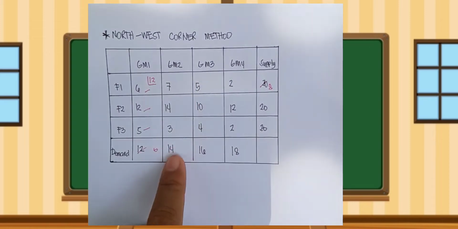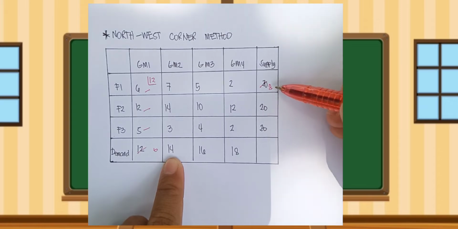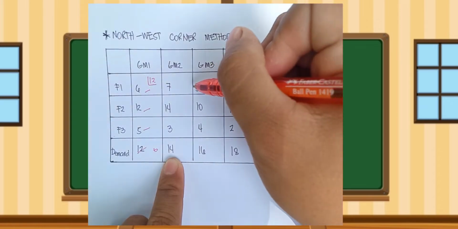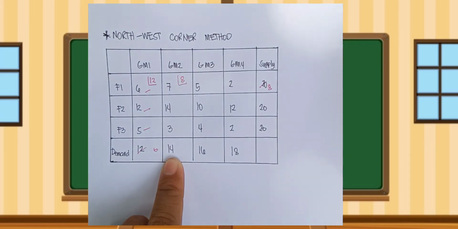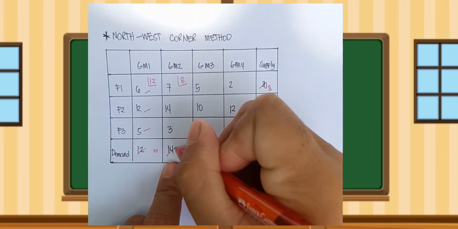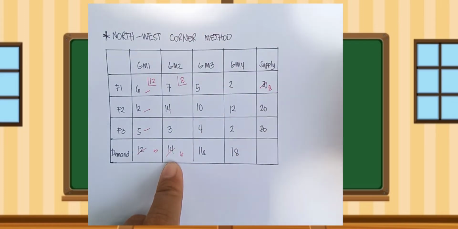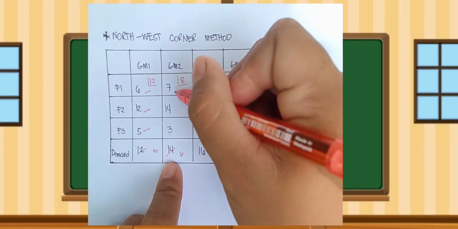Next column, we have a demand of 14 and a supply of 8. So we will put 8 inside the second cell. Then 14 minus 8 is equal to 6. Then this row is satisfied.